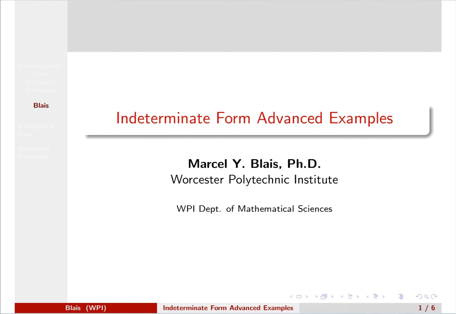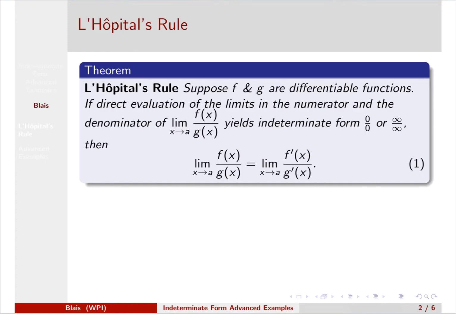In this lecture, we will be covering some more advanced examples of working with indeterminate forms. Recall L'Hopital's rule. If you have differentiable functions f and g, and you're looking at the limit as x goes to a of their quotient, and direct evaluation of the limit of the top and the bottom yields indeterminate forms 0 over 0 or infinity over infinity, we can use L'Hopital's rule, which tells us that the limit of that quotient is equal to the limit of the quotient of the derivatives of the numerator and the denominator.